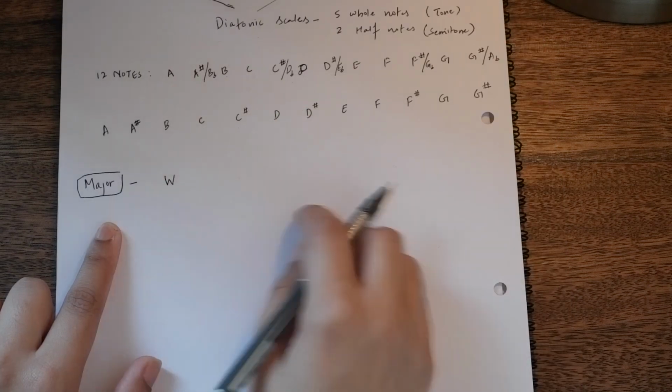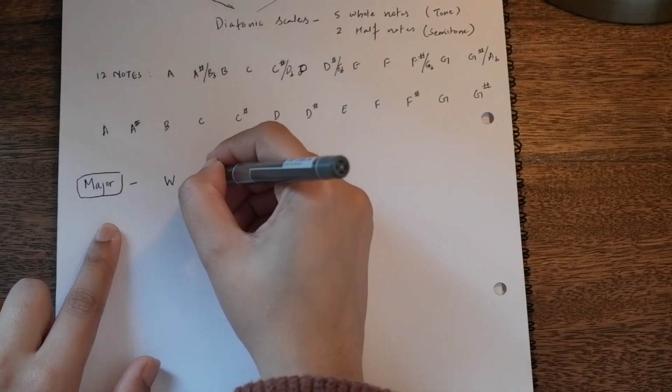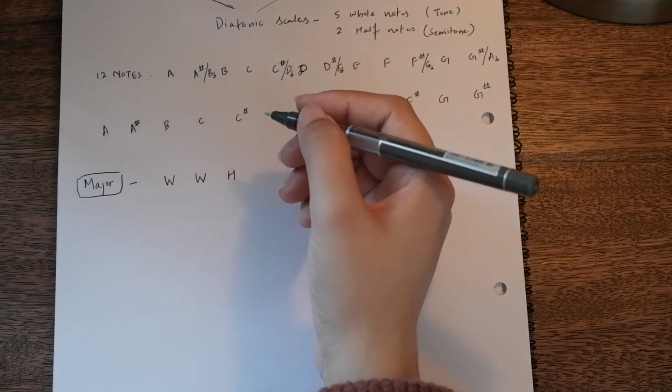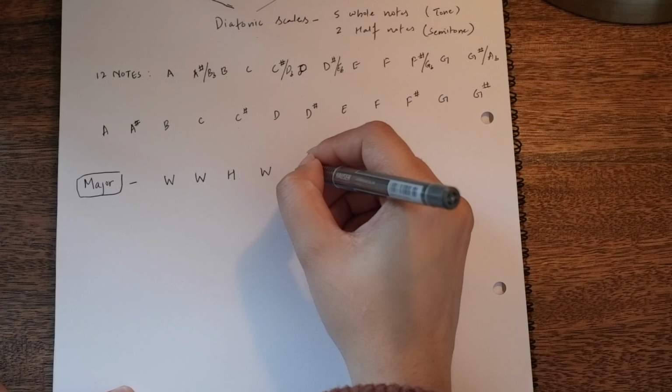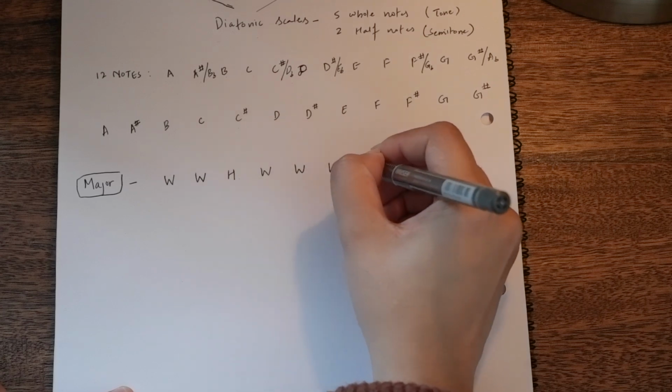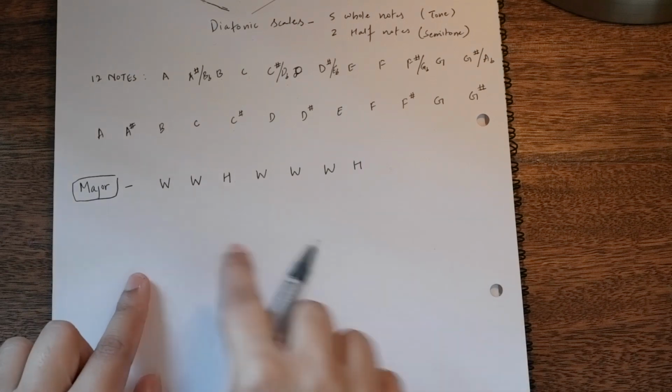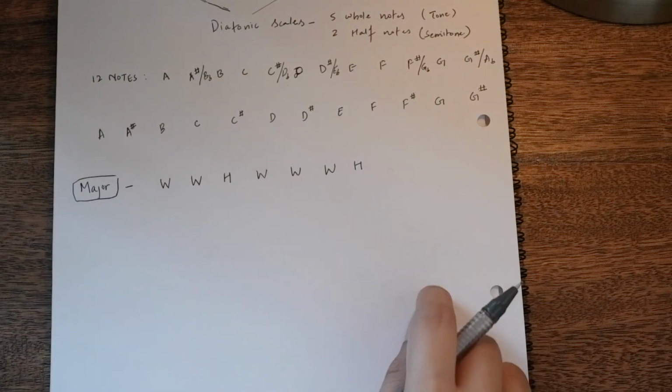Whole note, this is the pattern that we're going to follow. Whole note, half note, whole note, and half note. So this is the sequence to make any major scale.